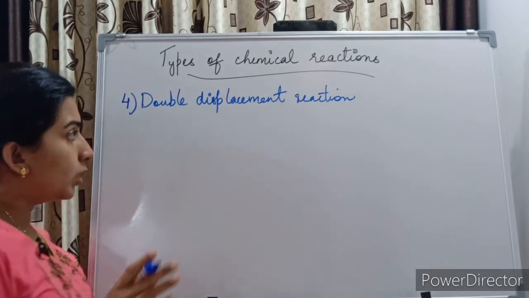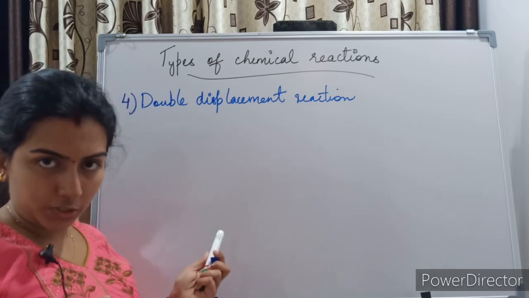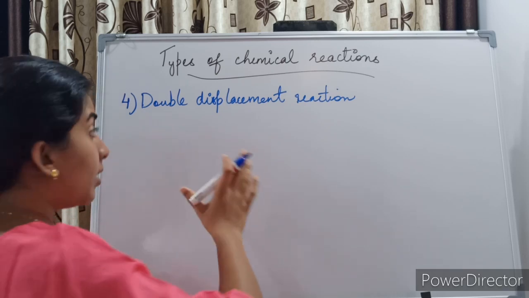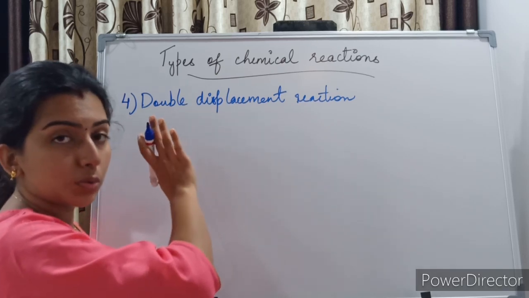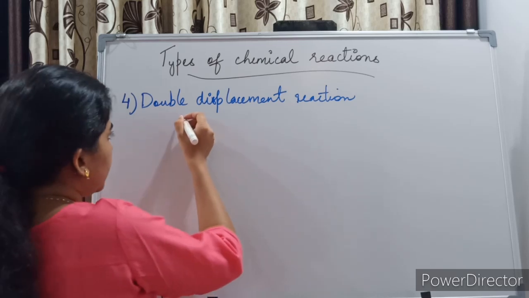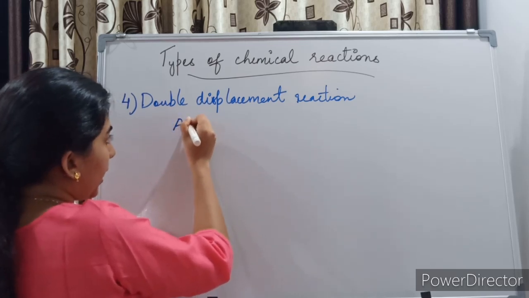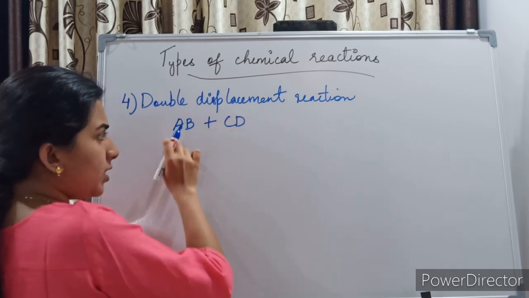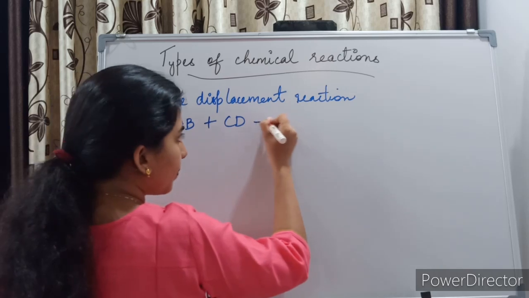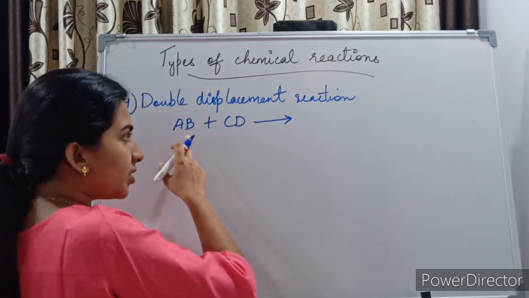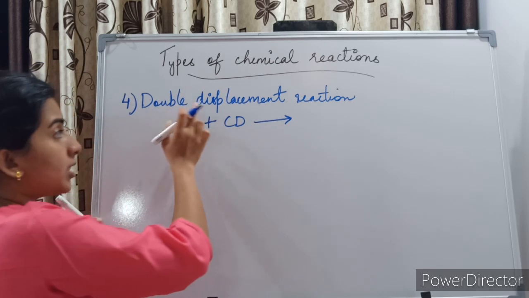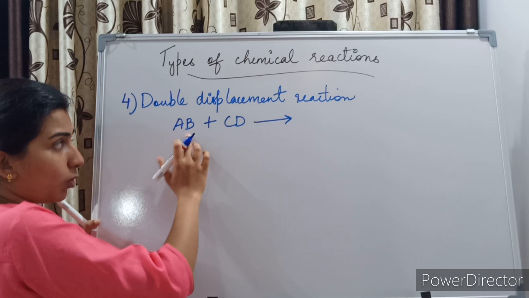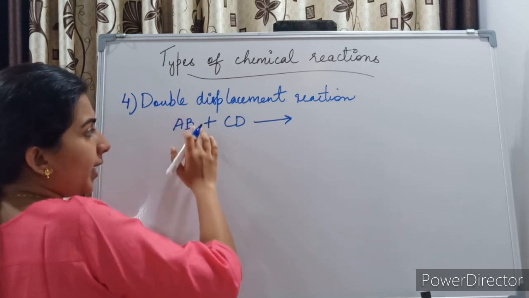In this reaction, two compounds react with each other and they just exchange their ions. Here, two compounds are reacting, not two elements. Consider a compound AB, and let CD be another compound. These two react with each other and just exchange their ions. That is why it is called double displacement. In single displacement, only one will be exchanged.